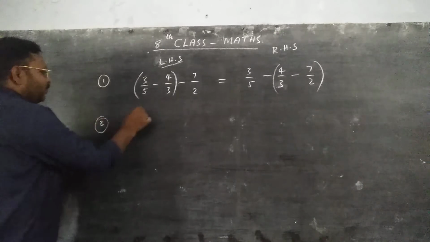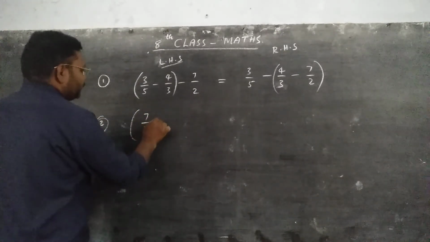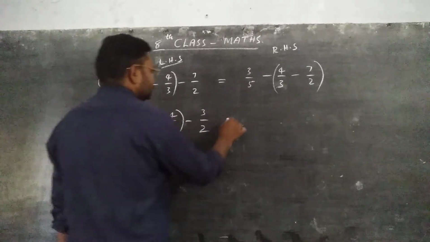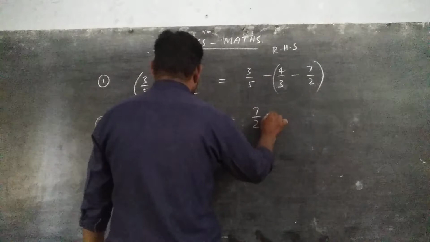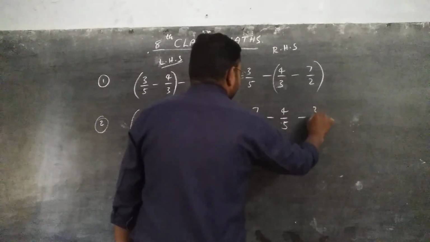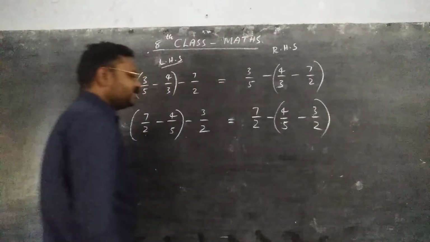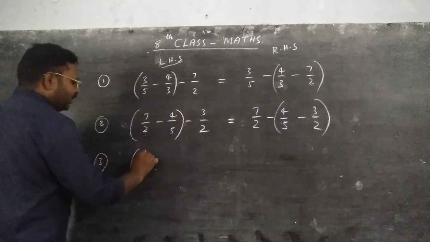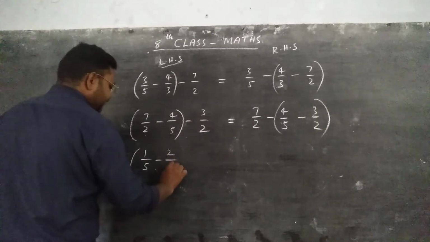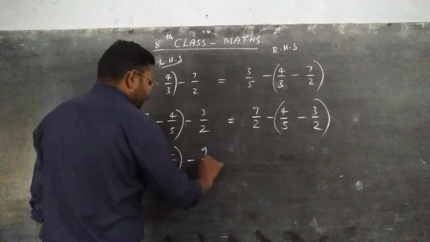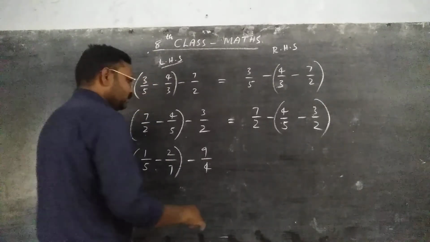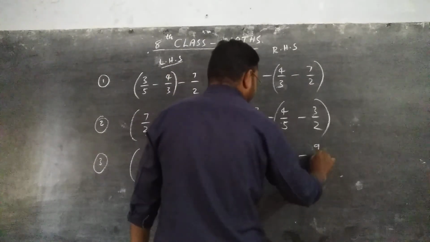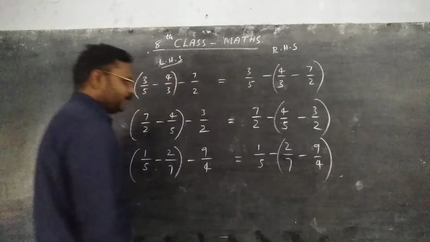Work out one more problem: 7 by 2 minus 4 by 5 minus 3 by 2. Again 7 by 2 minus 4 by 5 minus 3 by 2, with the bracket for the last two numbers. And one more problem: 1 by 5 minus 2 by 7 minus 9 by 4 equals 1 by 5 minus (2 by 7 minus 9 by 4), bracket for the last two numbers.